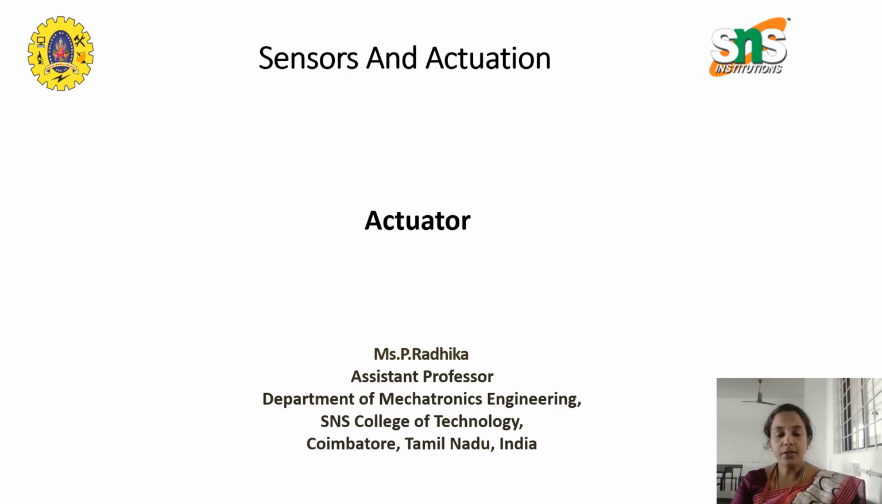Hello all. In this video, we are going to learn about actuators. Actuators are nothing but the devices which facilitate the movement or locomotion in a system, maybe in a robotic system or maybe in an automated system. These types of actuators will always be used in mechanical factories and industries, where automation plays a major role.